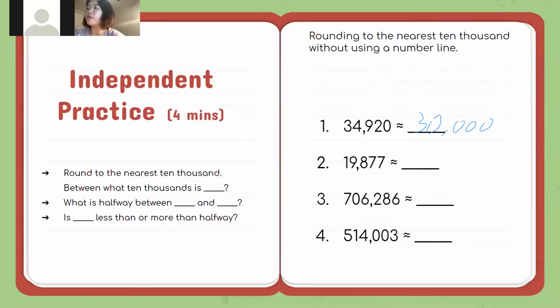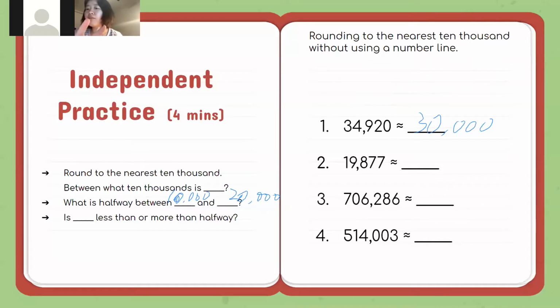Okay, and our second number is 19,877. Okay, round to the nearest 10,000. Between what two 10,000s is 19,877? So it will be 1 10,000 and 2 10,000.